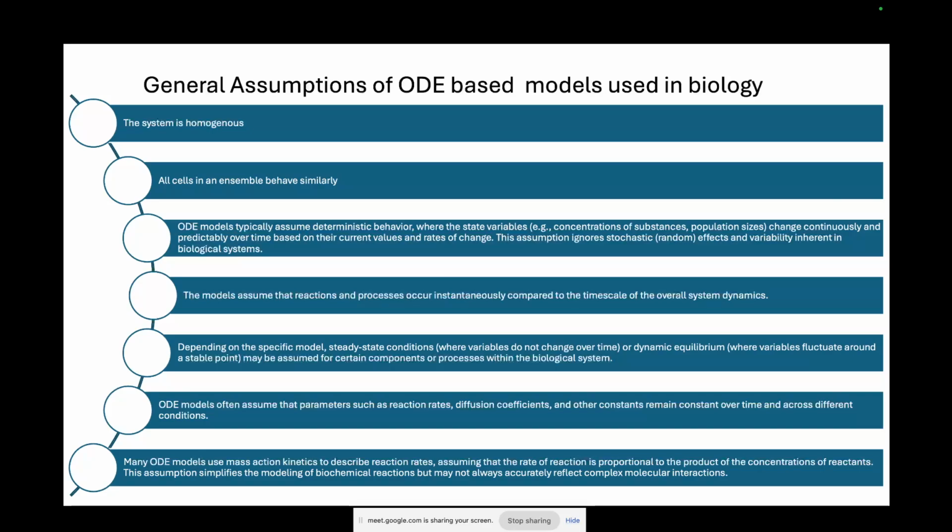What kind of assumptions do we have? For example, the system is homogeneous. Why is this important? Why do we assume that the system is homogeneous? Say for example you are talking about a particular reaction going on inside the nucleus of the cell, such as a transcription factor going inside the nucleus and trying to regulate the expression of a gene. Why do we assume that the system is homogeneous in this case? Because in real life it is not the case.